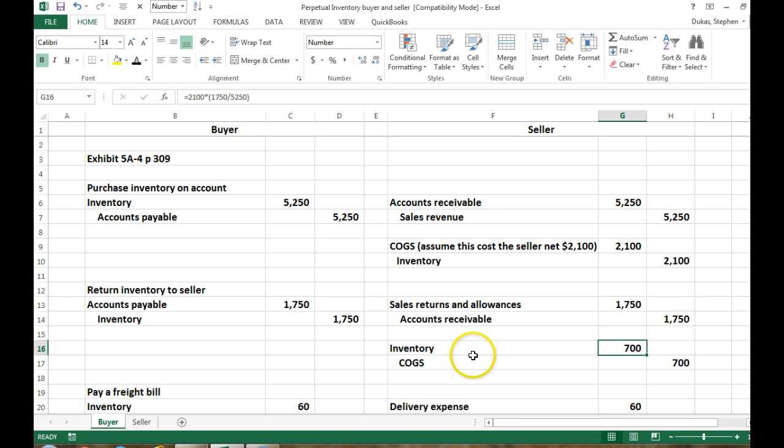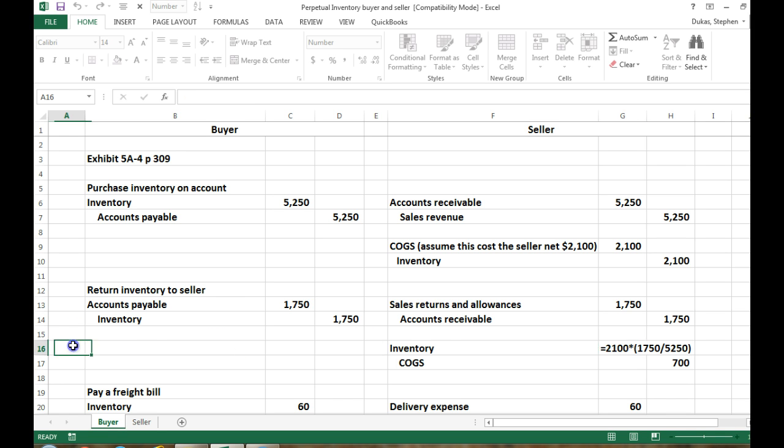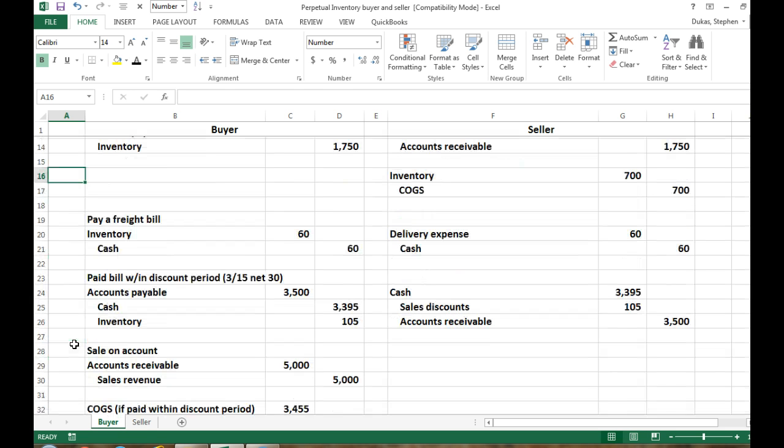As far as the inventory amount, it is 2,100. That's the amount of inventory that's coming back. And then 1,750 is the amount of sale returned versus the total sale of 5,250. So in other words, we're saying proportionately we're getting the same cost back as we did revenue. So in this case, it's 700 and 700, and that settles the books on that.